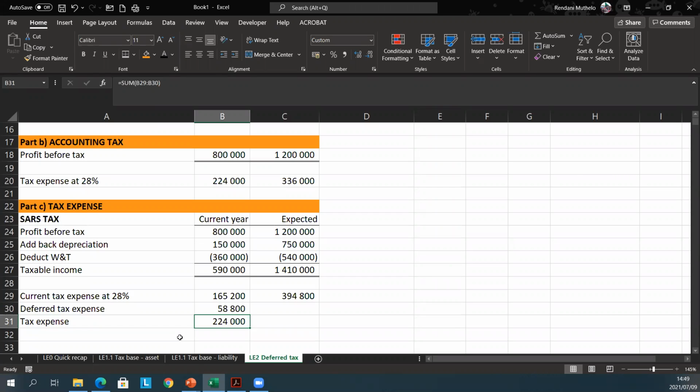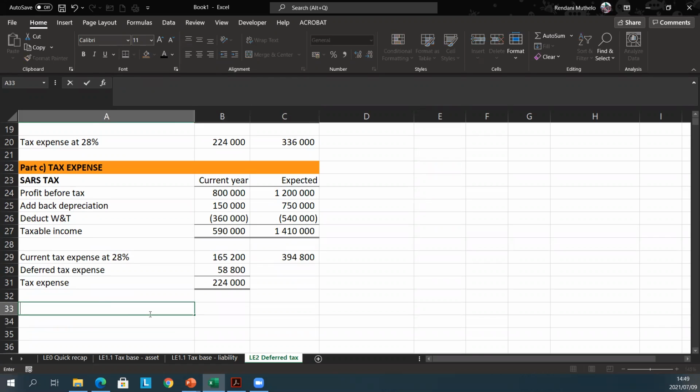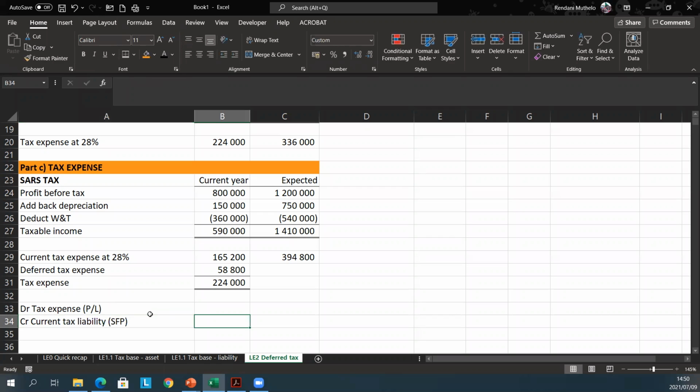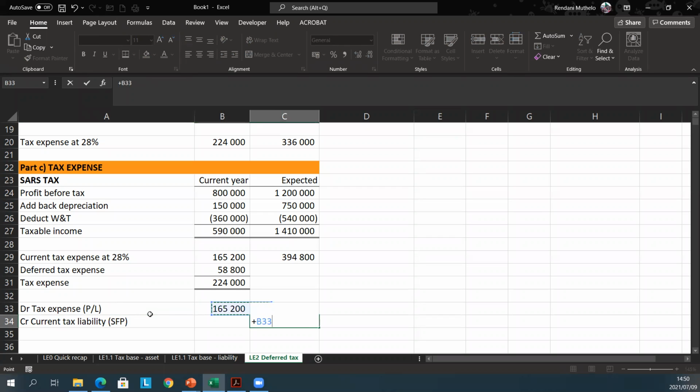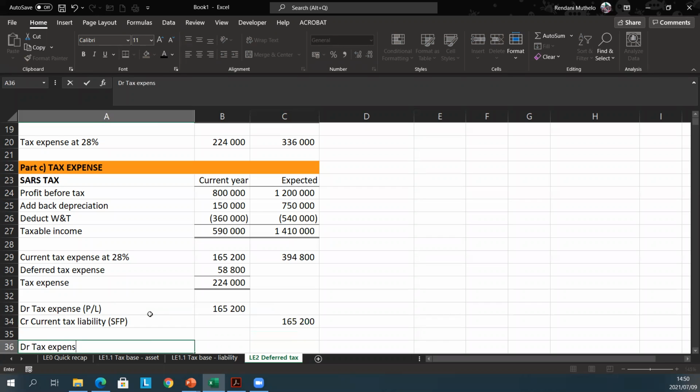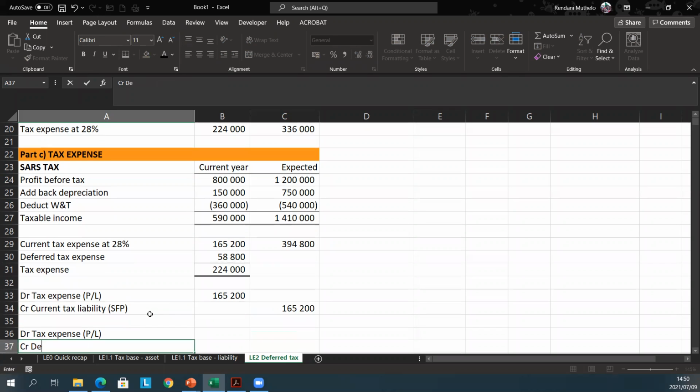So if you then look at part D, which says, provide the journal entries to account for the tax expense in the current year. So what will then happen is that we will say we are debiting the tax expense because it's a P&L item. And it will be debited with current tax expense, being the amount of the current tax liability, being the amount owed to SARS of 165. And then we will say debit tax expense, P&L, and we'll credit the deferred tax liability that we recognized above there.